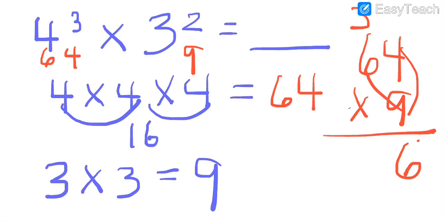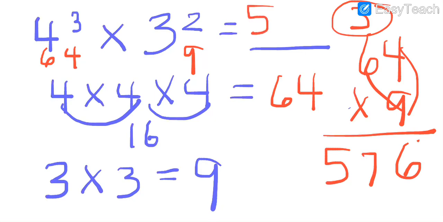What would that give us? 54. Good job. Now remember, we have this number up here. We're going to add that to that. So 54 plus 3 is 57. So our final product is 576. And that is our final answer. So if you got the same thing, great job. All right, so let's do another one. Moving on to the next page.